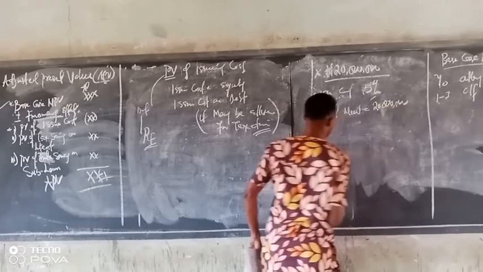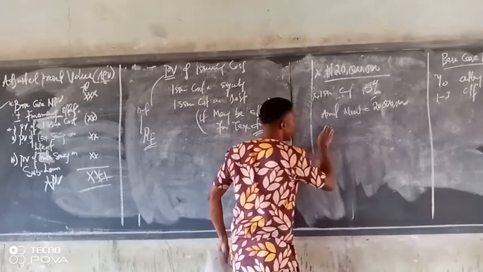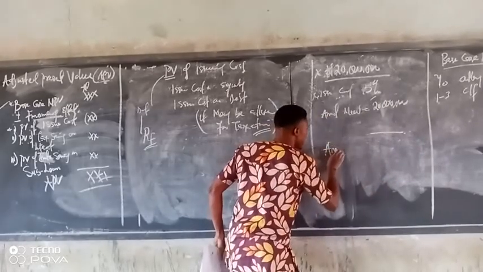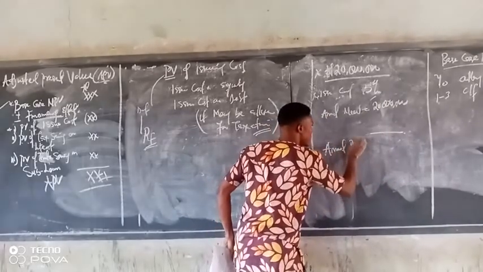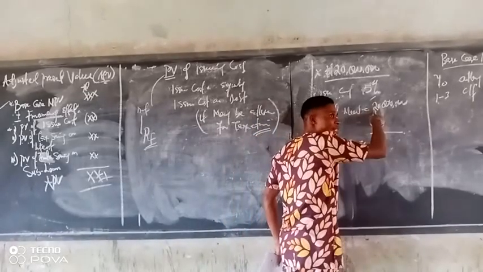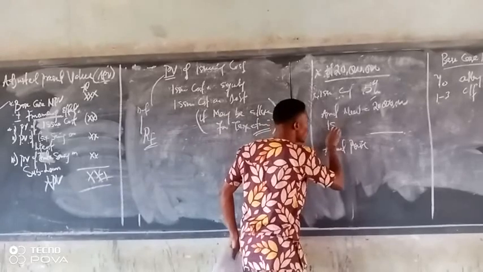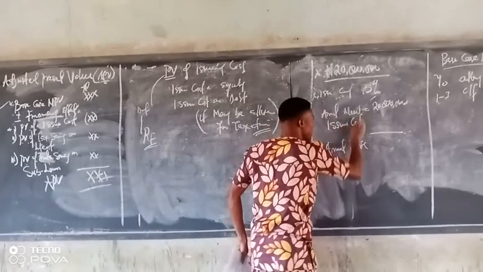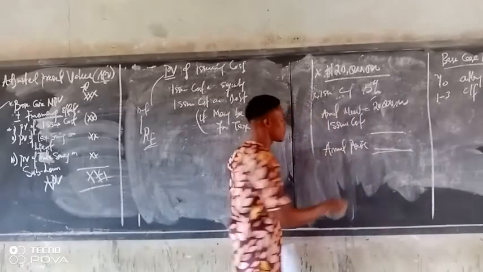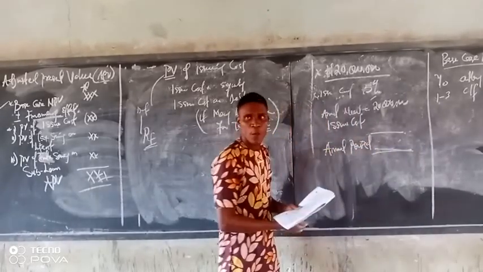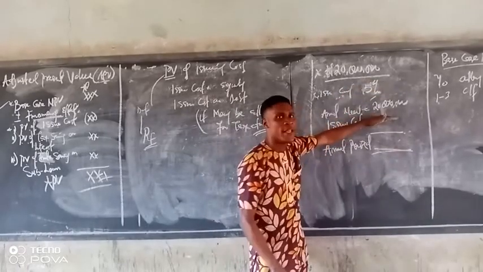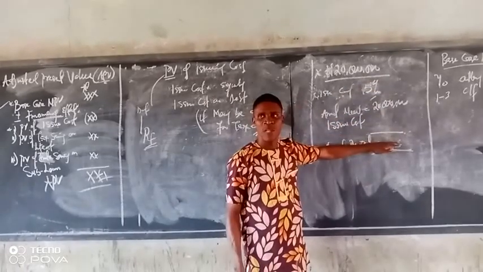This is the amount needed. Then the amount raised, the amount that you raise, must be the addition of amount needed and what? And your issue cost. That will be your amount raised. Your amount raised will be amount needed plus issue cost. You get your amount needed.